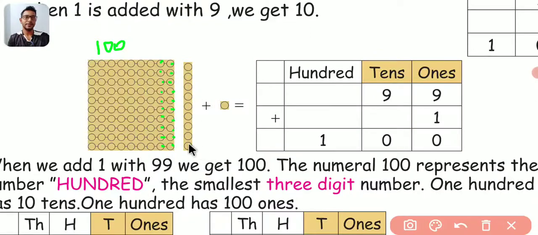Okay, what about this one? 1, 2, 3, 4, 5, 6, 7, 8, 9. This picture is representing the number 9. Okay, and last one, this is representing the number 1. I hope you understand.